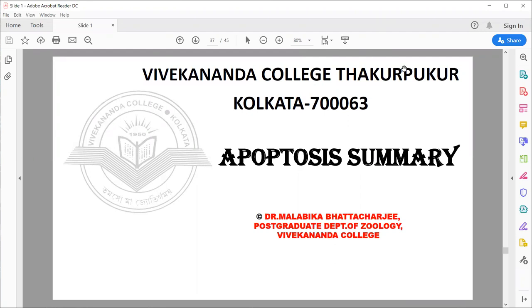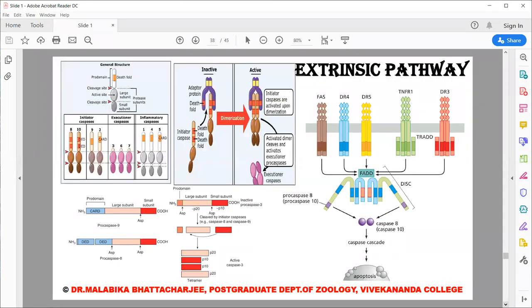So in the last class, we had completed both the intrinsic and extrinsic pathways. And in the previous two classes, we had discussed caspases and the BCL2 family. So today I'll be finally summarizing both the pathways. Let's move on to the first pathway, the extrinsic pathway.